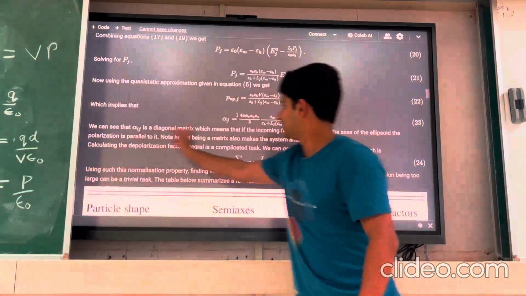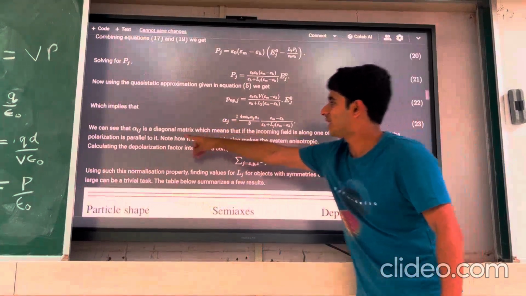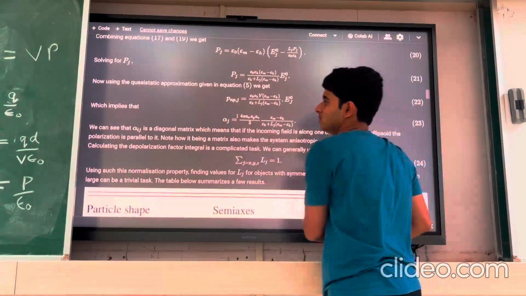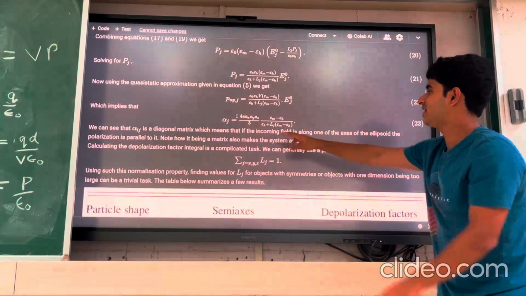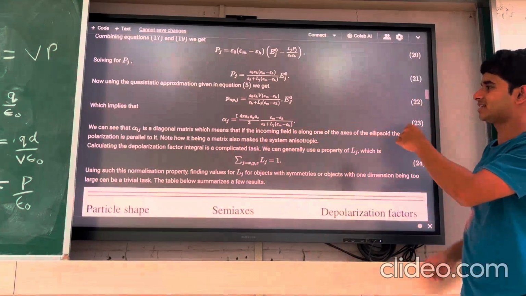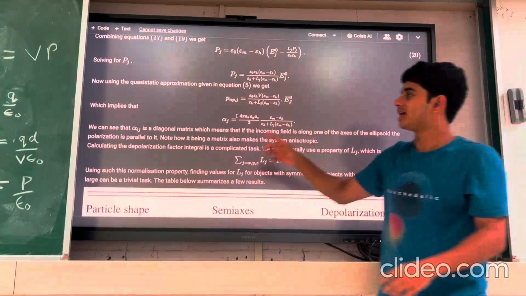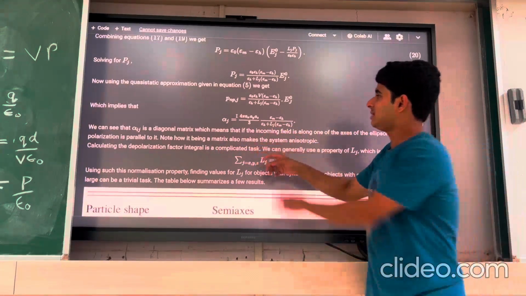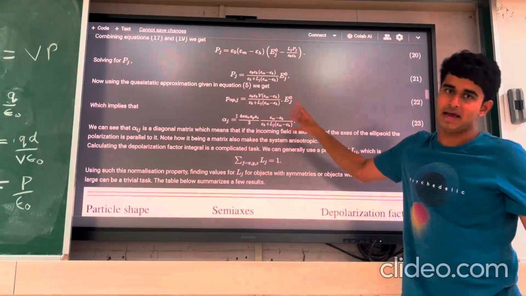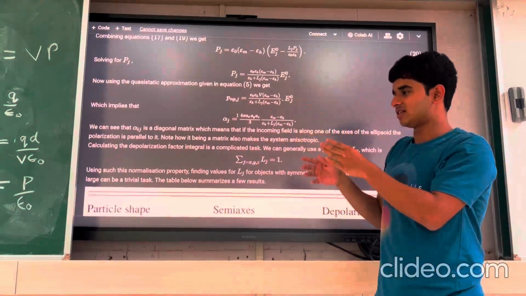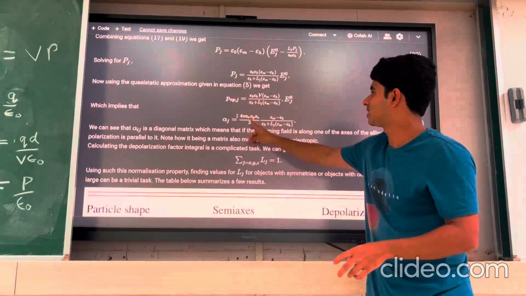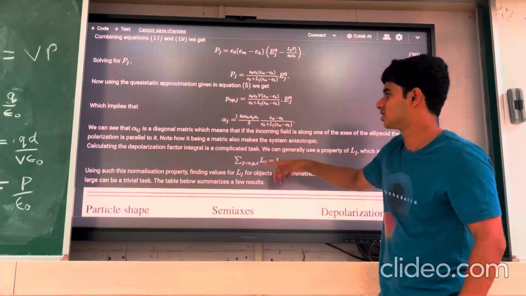We can now actually see that alpha j is a diagonal matrix because you only have j terms, which means that if the incoming electric field is along one of the axes of the ellipsoid, the polarization is parallel to it. Note that because this is a matrix, this makes the system anisotropic because the response of the system in x, y, z is not going to be the same. You can clearly see it's different as it depends on Lj.